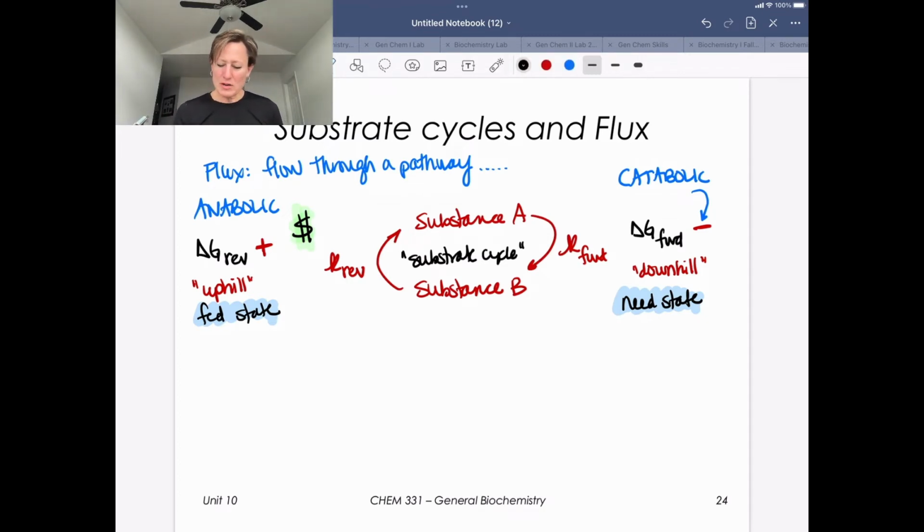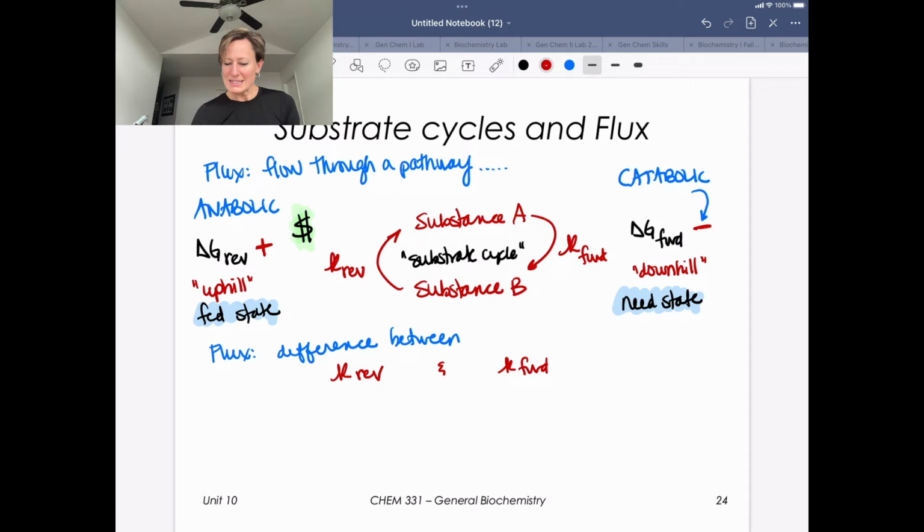So I want to map on, before we go through our examples, thinking about what it means, again, to think about flux. So flux is flow through a pathway, and flux also represents the difference between K forward and K reverse. So I'm going to put these guys here down, K reverse and K forward. Okay, and so what I want us to do is think about here what it would mean if we have these rates being equal or one being greater than another. Okay, so we're going to have sort of 3 scenarios to think about here for that. Okay, so let's imagine that K reverse is equal to K forward. So K reverse being equal to K forward.